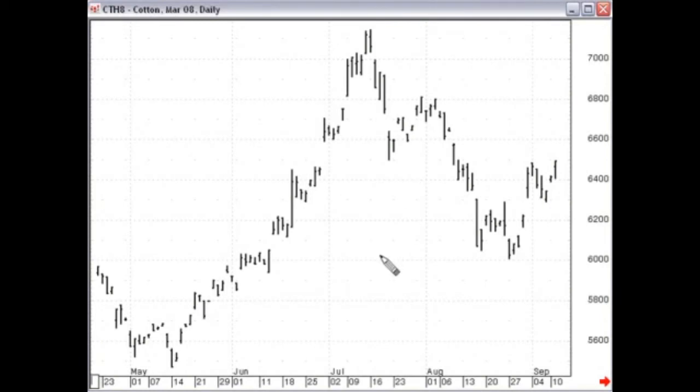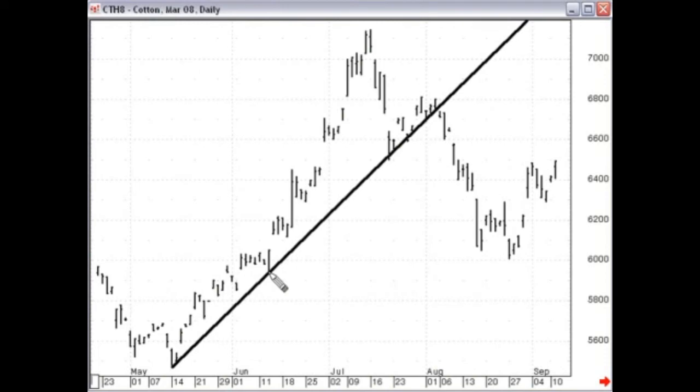Let's take a look at cotton. Simply connect two extremes, either two extreme lows or two extreme highs. In this instance, I'm just simply connecting this low with this low, and that gives me a nice trend line to work with. And as you can see, prices came down to that trend line and really played around with it for a little while before breaking lower.